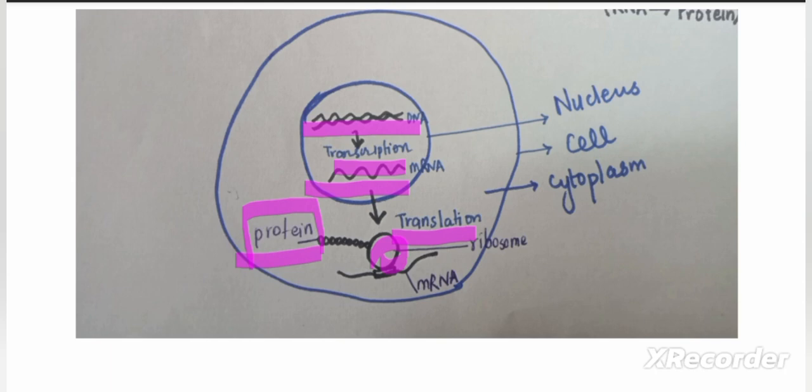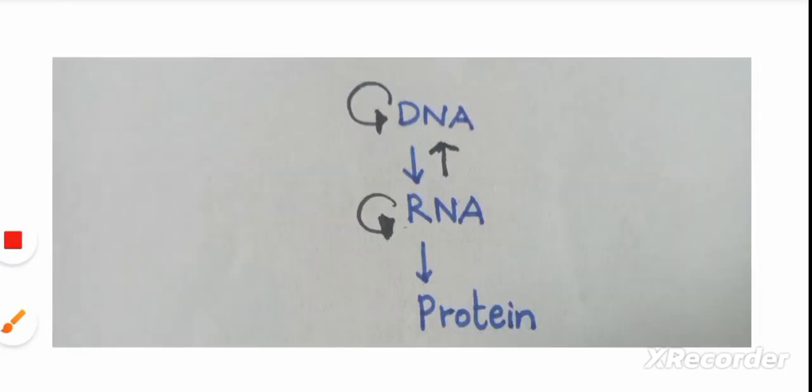In case of prokaryotes, there is no nucleus, so transcription and translation both occur in the cytoplasm. The central dogma of molecular genetics was presented by Francis Crick in 1958, and he discovered that information flows from DNA to RNA and RNA to protein.